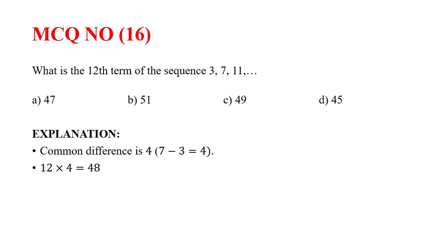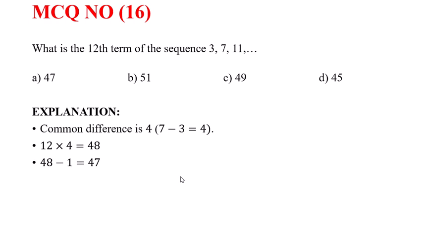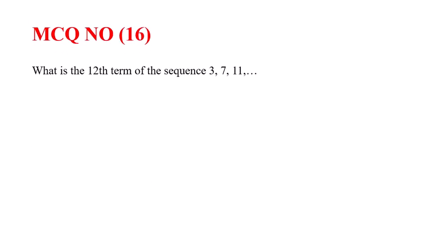So 12 multiplied by 4 is equal to 48, and 48 minus 1 is equal to 47. Why do we subtract 1? Because the series is starting with 3, not with 4, since the common difference is 4. So the series does not start with 4. That's why we subtract 1. 48 minus 1 is equal to 47. The final answer of MCQ number 16 is option A, which is correct, equal to 47.